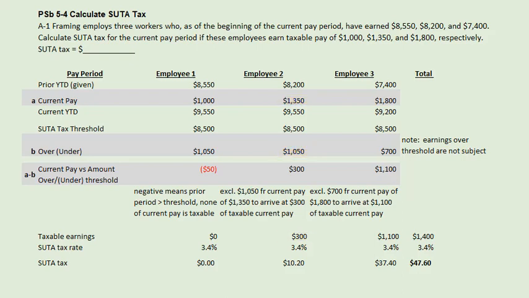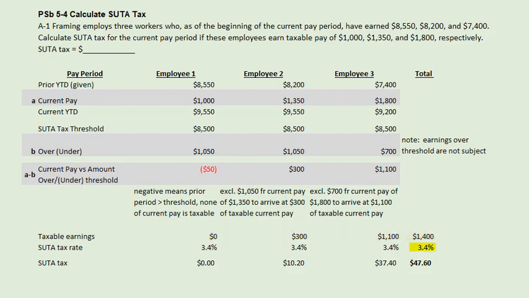Employee 3 has current year-to-date earning of $9,200, which is under the threshold of $8,500 by $700. So we must exclude $700 from the current pay of $1,800, and we arrive at the taxable pay or earnings of $1,100.